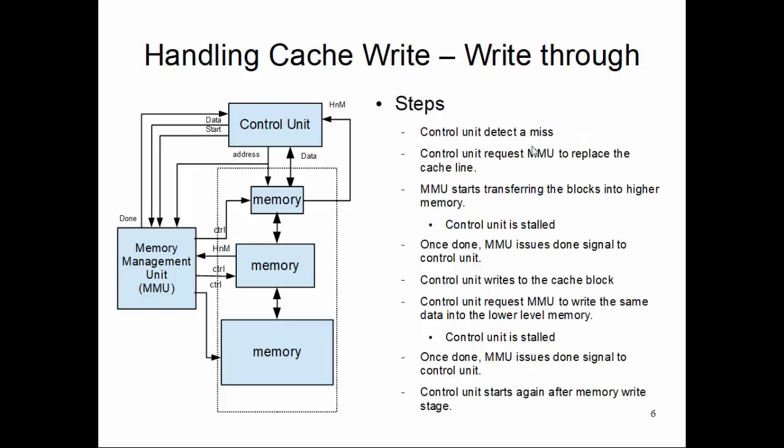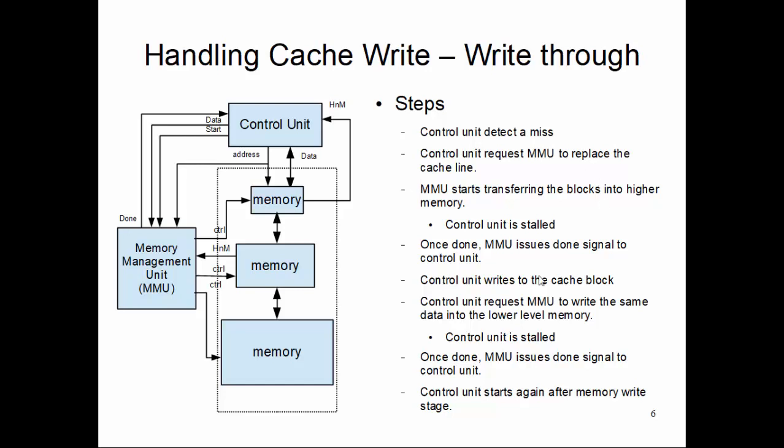So right through steps, we can well imagine control unit detects a miss, control unit requests a memory to replace the cache line. Memory starts transferring the block into the higher level memory, control unit is stalled. So this is the worst case scenario. Control unit is trying to write into an address, and that block itself is missing at the L1.